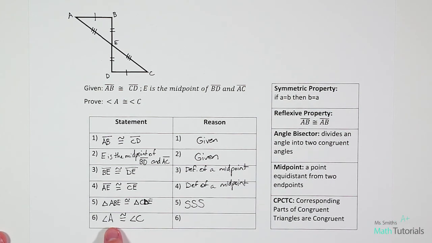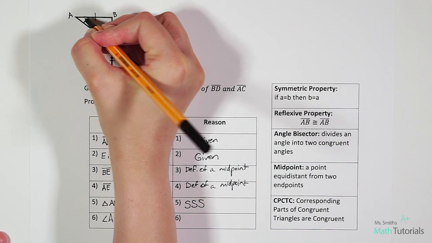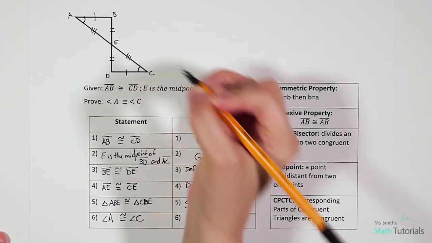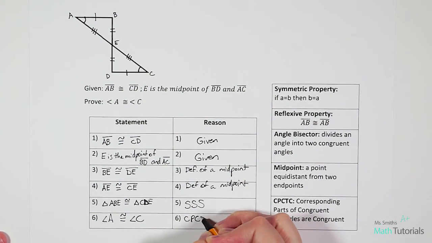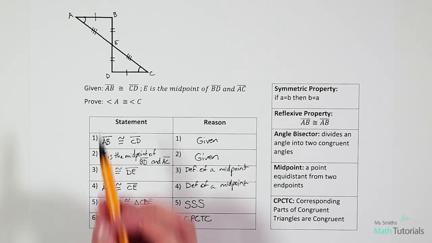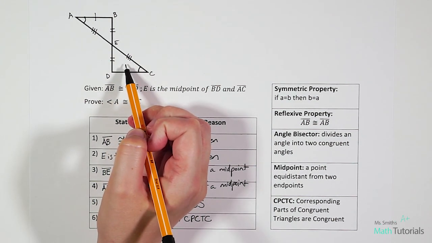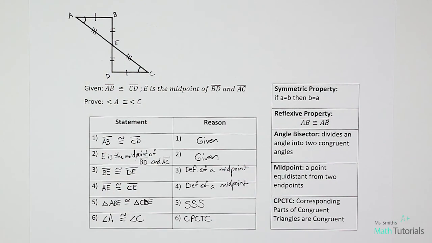So now looking at our prove statement that angle A is congruent to angle C, let's mark that on the picture. Angle A is congruent to angle C. We can now say that's true using our CPCTC. Corresponding parts of congruent triangles are congruent. So once we've proved that these two triangles are congruent, we can say that every single corresponding part of those triangles are congruent, and specifically angle A and angle C are congruent to each other.